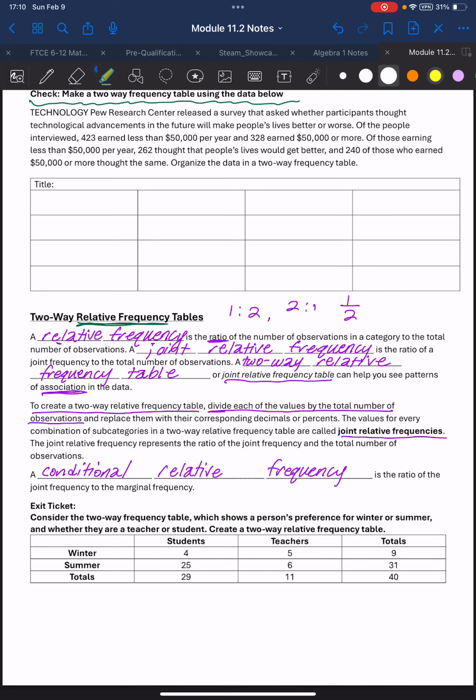Okay. All right. So let's get started on our exit ticket. I'm going to help you get started on the first section, okay? You're responsible for doing the rest. All right, let's do a quick review.